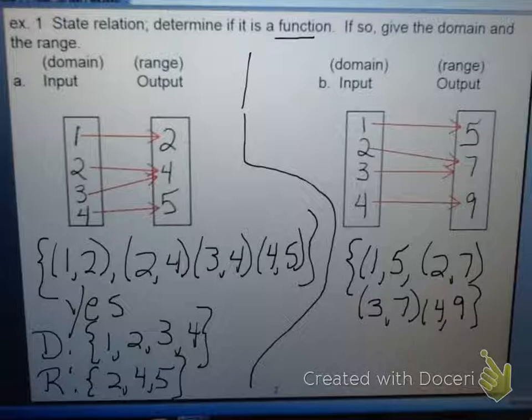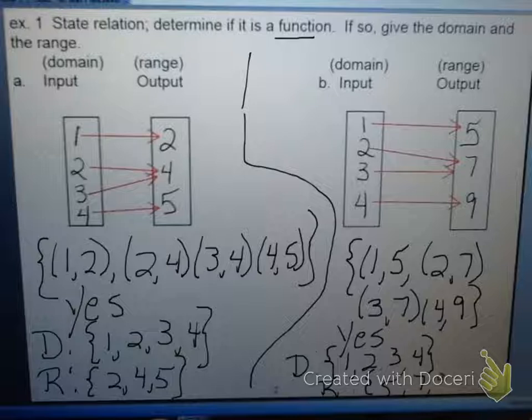Okay, here are the ordered pairs: (1, 5), (2, 7), (3, 7), and (4, 9). Is this a function? Did any of the x values repeat? No, they did not, so it is a function. The domain values are 1, 2, 3, 4, and the range values are 5, 7, and 9.